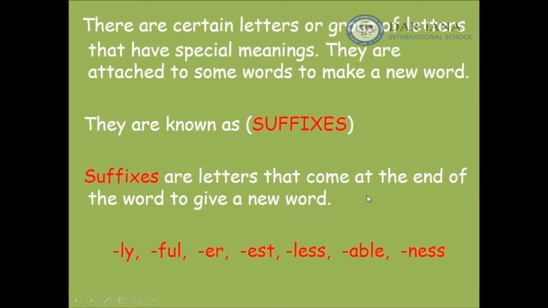There are certain letters or groups of letters that have special meanings. They are attached to some words to make a new word, and they are known as suffixes. Suffixes are letters that come at the end of a word to make a new word. These are the kinds of suffixes there are: ly, ful, er, est, less, able, and ness.